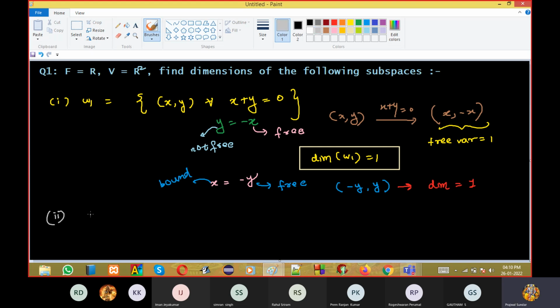Now I'll give a second example. Suppose W2 is x comma y for all x plus y equal to 0, and I'm also giving you 2x plus 2y equal to 0. What is the dimension of this subspace? Someone please tell me.